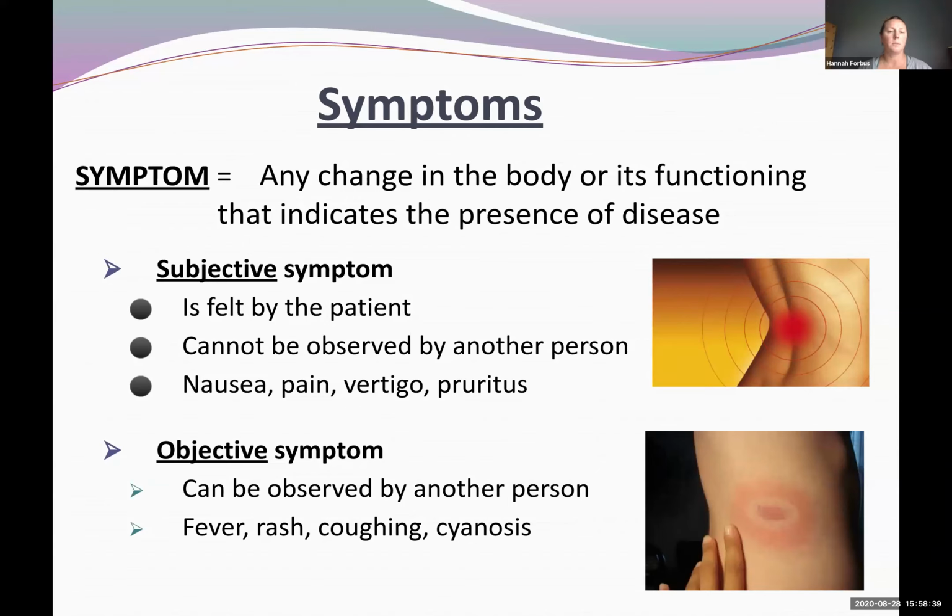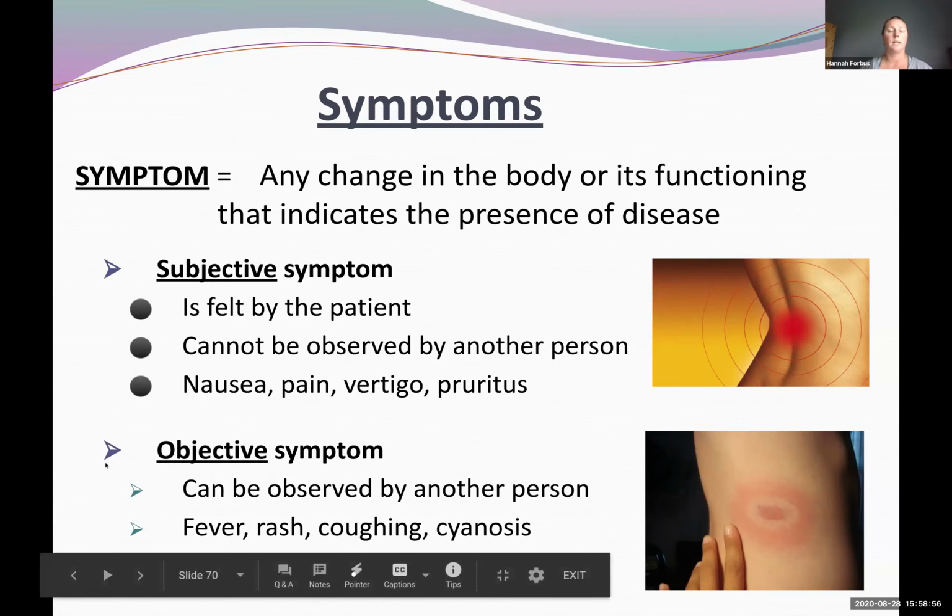Objective symptoms can be observed by another person, such as fever, we can test for that, right? Rash, coughing, cyanosis, which is a bluish tinge. So that's all things that we can see on the patient. So I like to remember objective can be observed.